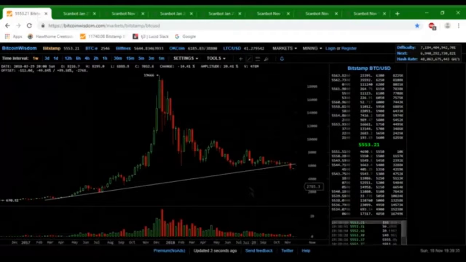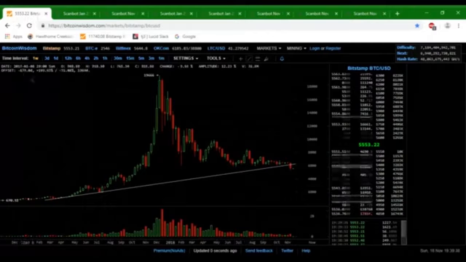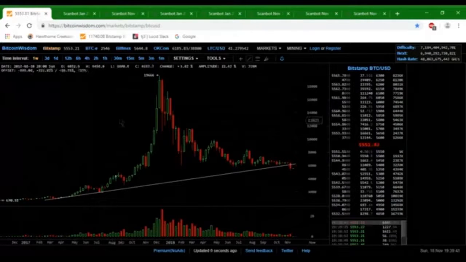Hyperwave says that's not correct. Hyperwave says that we're going to 1,000. Unfortunately, it doesn't tell us when we're going to get there. So just get a mental picture of what we're looking at here.